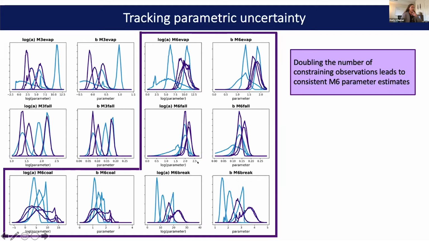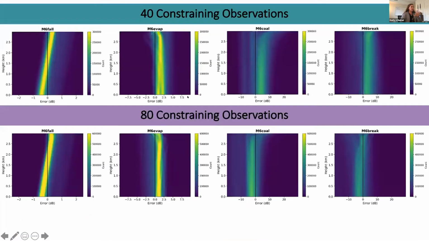But we want to make sure we're getting constraint about the proper solution, so we can compare the case where we used 40 constraining observations to 80 constraining observations and look at the errors of the process rates. You'll notice that for the sedimentation for M6, we don't see much of a change between 40 and 80 constraining simulations, but this makes sense because this was the one case for 40 constraining observations that was well behaved for that parameter. But if we look at M6 evap, you'll notice that we do see a decrease in the error going from 40 to 80 constraining observations. So this does suggest that increased parameter convergence is leading to better results.